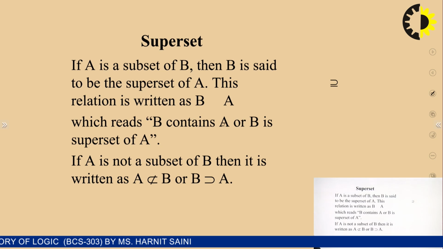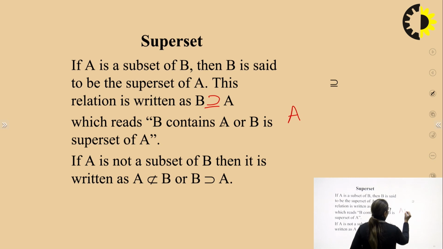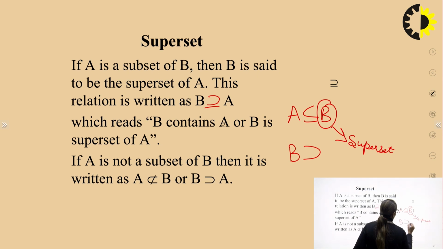Now what is a superset? If A is a subset of B, then B is said to be the superset of A. This relation is written as B is the superset of A, which reads B contains A or B is the superset of A, right. Now if we are writing that A is a subset of B, then B is the superset, right. So we can also write B is the superset of A. So these both the equations mean the same.